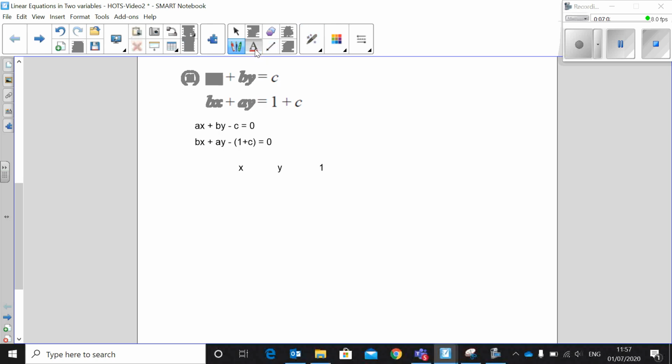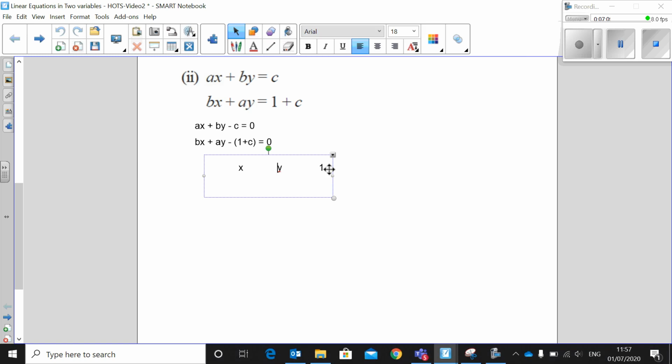What is the coefficient of x, y? The coefficient of y will be written here. The next step: the coefficient of y is b, then the constant term is minus c, then the coefficient of x is a, again the coefficient of y is b. Let us move on to the next one. The coefficient of y is a, the constant term is minus of 1 plus c, and then the coefficient of x is b, and then the coefficient of y is a.